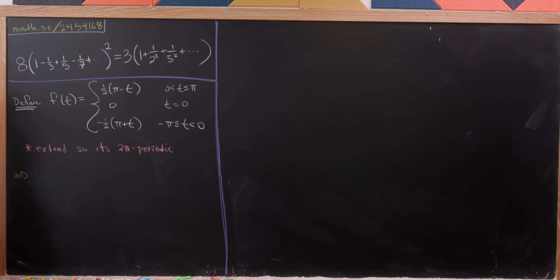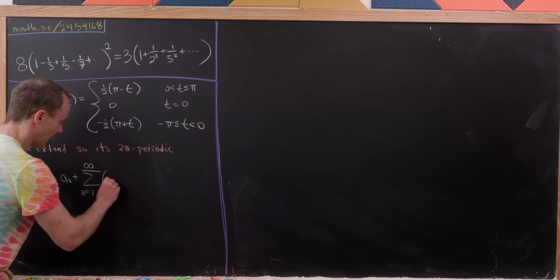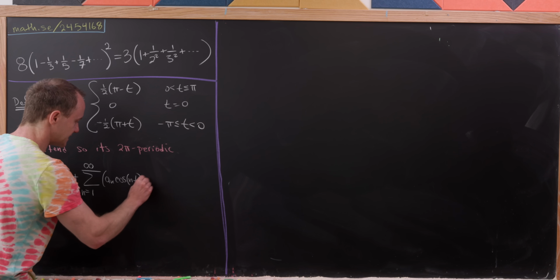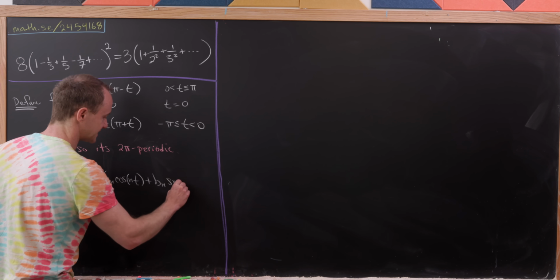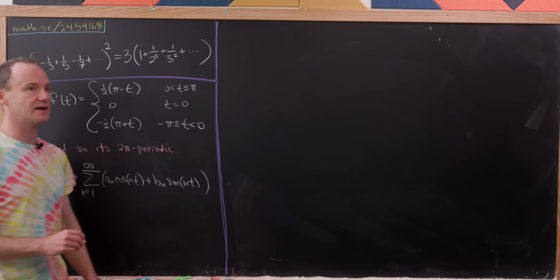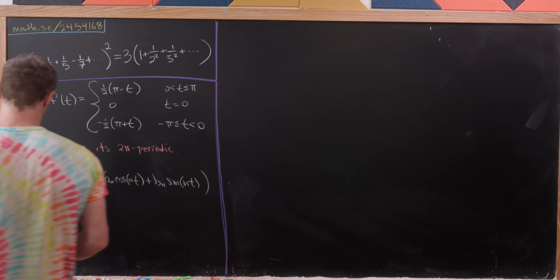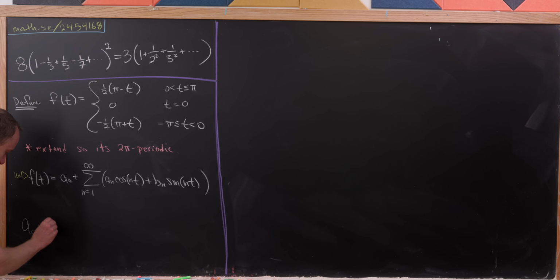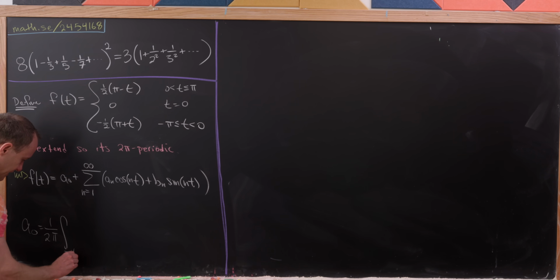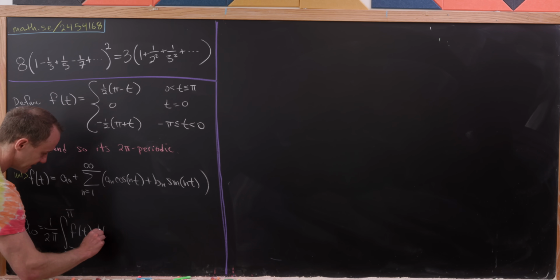So I'll just remind ourselves that we should be able to express f of t as a naught plus the sum as n goes from 1 up to infinity of a n times cosine of nt plus b n times sine of nt, where these coefficients a0, an, and bn are formed out of some well-known formulas. And in fact, let's make those calculations right now. So let's note that a naught will be equal to 1 over 2 times pi, and then the integral from minus pi to pi of f of t dt.